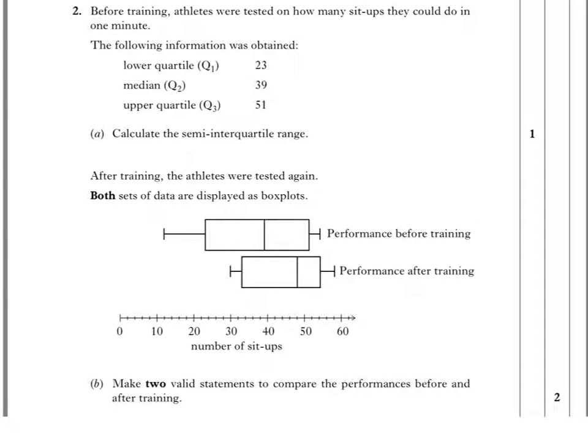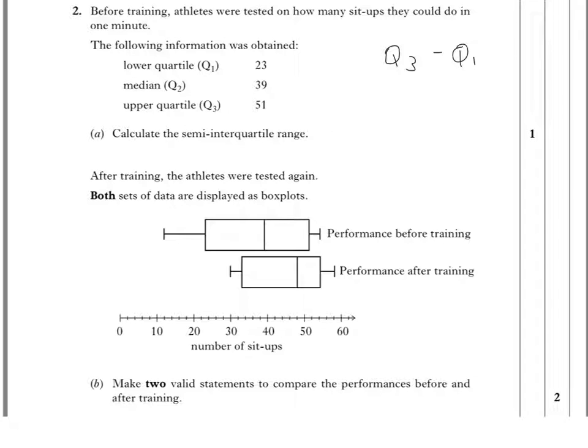Section 32, example 1. Before training, athletes were tested on how many sit-ups they could do in 1 minute. The following information was obtained. The lower quartile, 23, median, 39, upper quartile, 51. Calculate the semi-interquartile range. So the interquartile range is Q3 minus Q1.